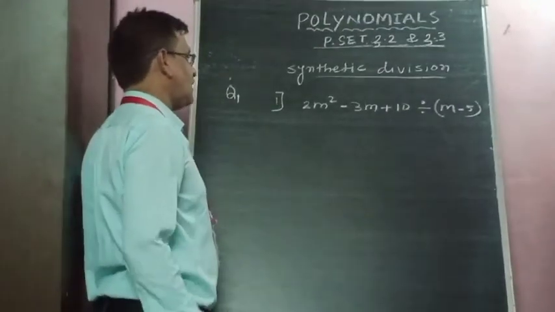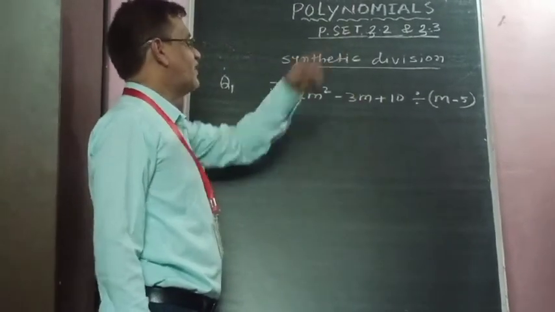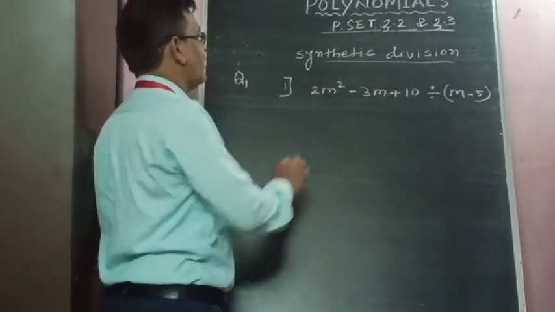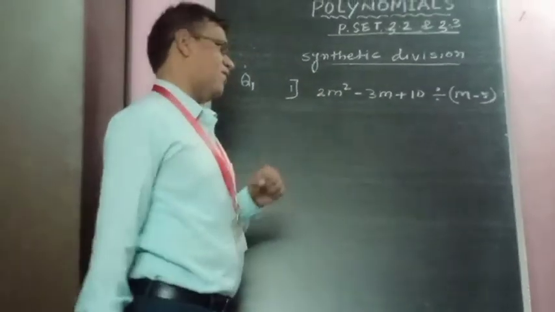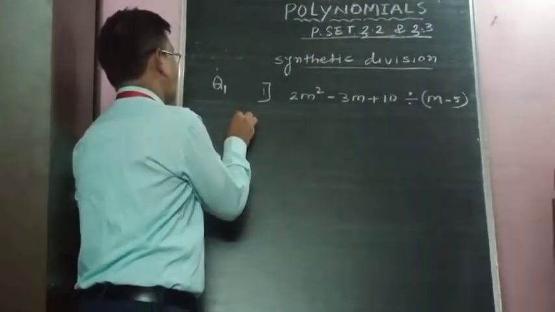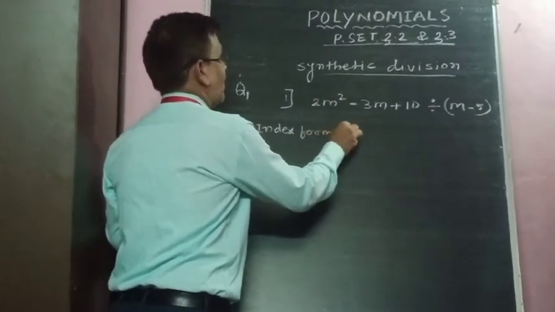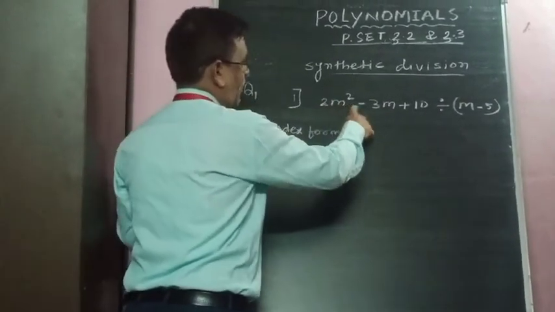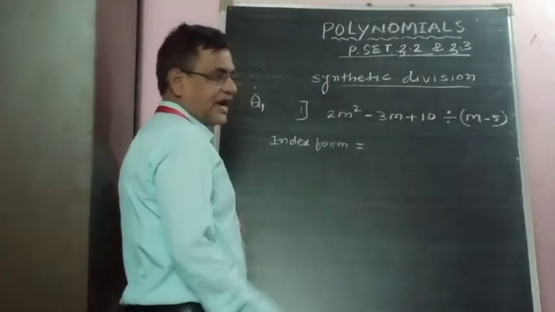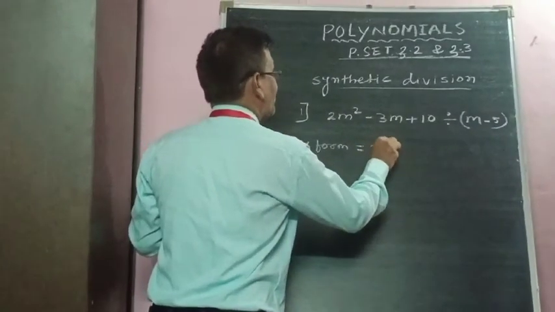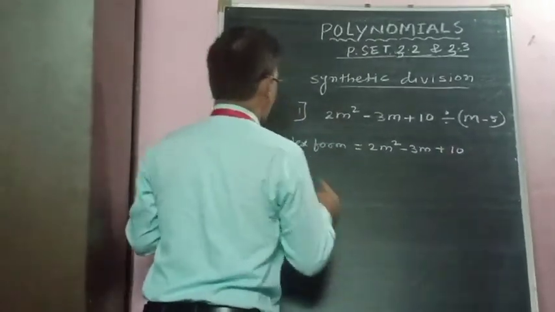See first, now how to divide the given polynomial by the second polynomial using the synthetic method. First you have to write down the given polynomial, that is the dividend, in index form. Okay, so what is index form? You already know the index form of the given polynomial. See here, power is 2, power is 1 and power is 0, means it is in standard form. First you have to write it down in standard form. It is 2m square minus 3m plus 10. This is your index form.